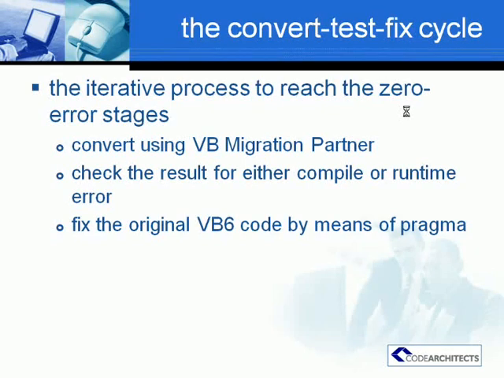You just add pragmas. Pragmas are just special comments. They don't affect the way the VB6 application works, but they do affect the way VB Migration Partner deals with your code. So in general, you can continue to modify and evolve the VB6 application. For example, you want to extend it, fix it, add new features and so forth. But thanks to pragmas and the Convert Test Fix Cycle, you always keep the VB.NET version in sync with the original one.